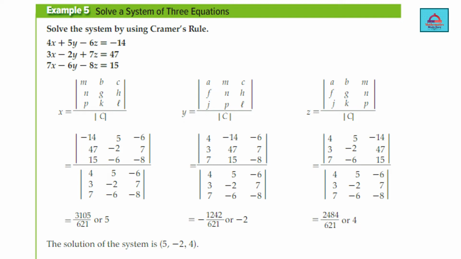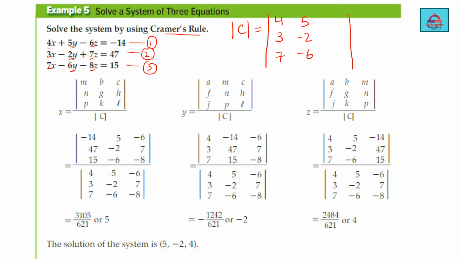So here you have to solve the system of three equations, 1, 2, 3, using Cramer's rule. The first step is to find the determinant of C to check whether this is non-zero or not. So I'm going to write the determinant with the coefficients along with the sign. So the determinant is 4, 3, 7, then 5, minus 2, minus 6, minus 6, 7, and minus 8.